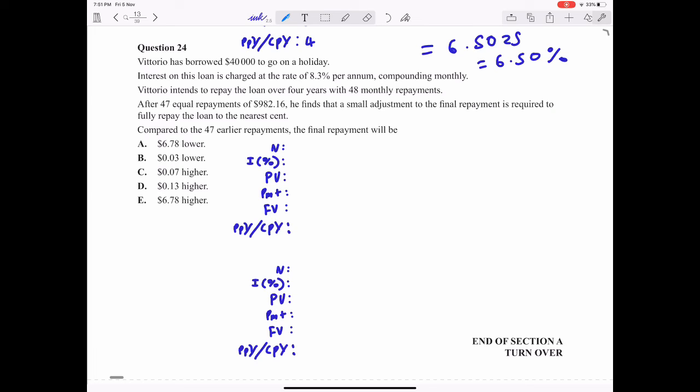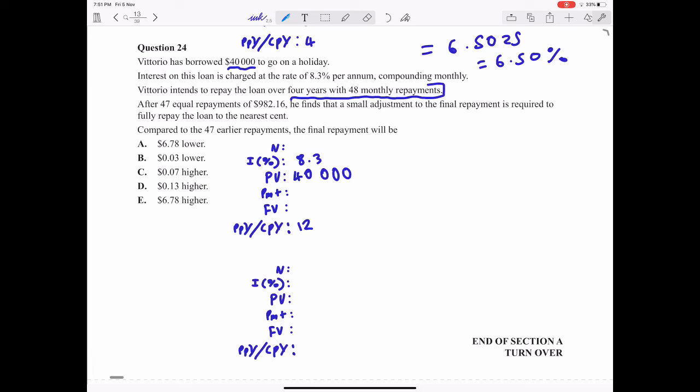So the first step is to use a financial solver on your calculator. So we know that Vittorio has borrowed $40,000 to go on holiday. So borrowed is 40,000 as the present value, and it's positive because this is money he has. Interest on the loan is charged at the rate of 8.3% per annum, compounding monthly. So therefore PPY is 12 because there's 12 months in a year. Vittorio intends to repay the loan over 4 years with 48 monthly repayments.